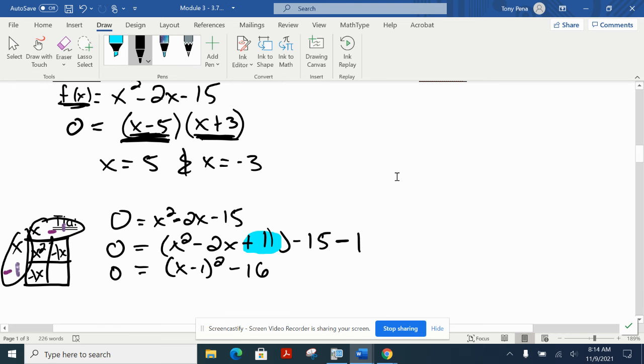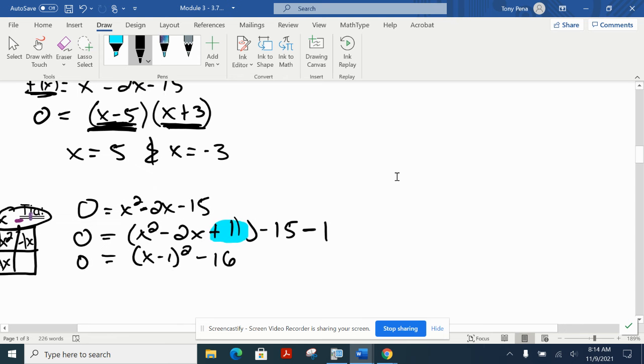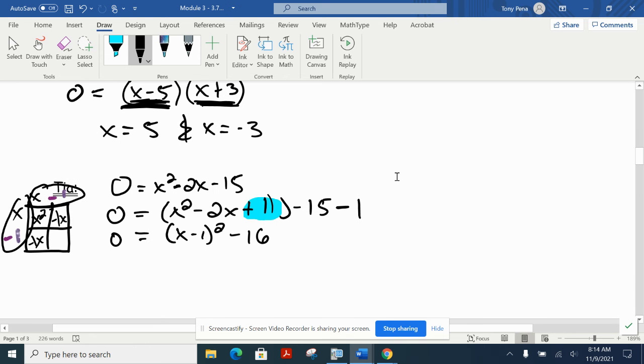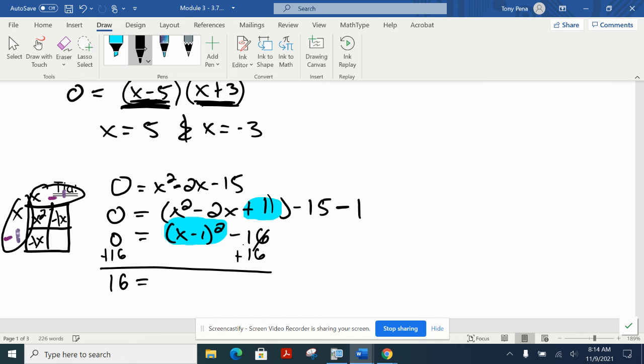From there, we now got to do a little bit of work, because now when we solve these with squares, we always isolated this thing. We want to get that by itself so we can do that square root. So to do that, we want to add the 16 over, and we get 16 is equal to that x minus 1 squared.